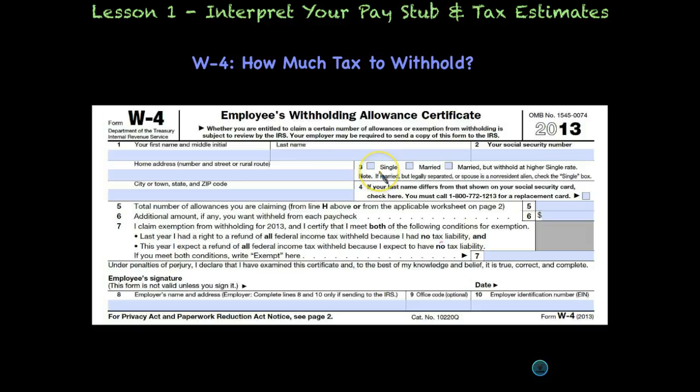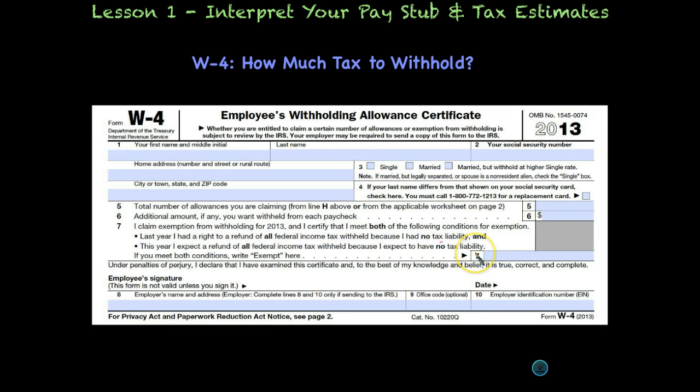Your filing status matters too, because remember there's different tax rates depending on if you're single, married filing jointly. So if you put single or married with the 0, it's going to be a different amount. If you are single with 0 withholdings, that's the maximum amount that you can have withheld. If you put married and then you put 10, not much is going to be withheld.